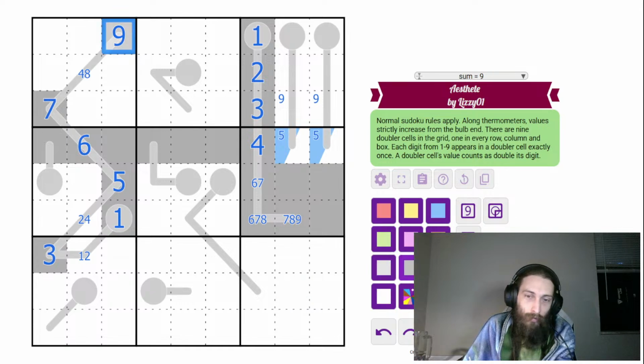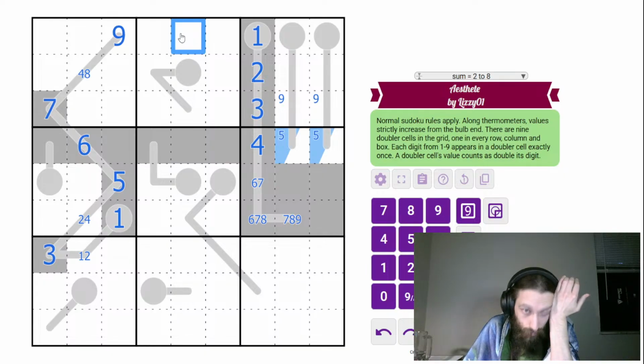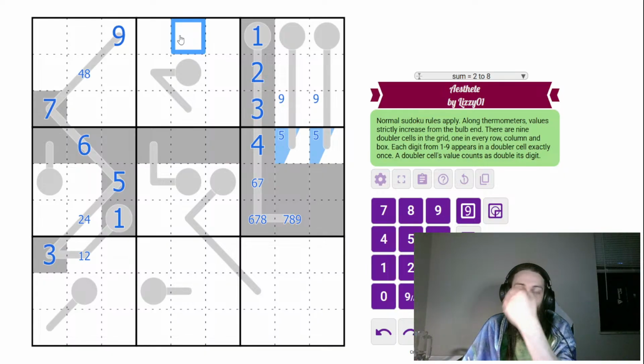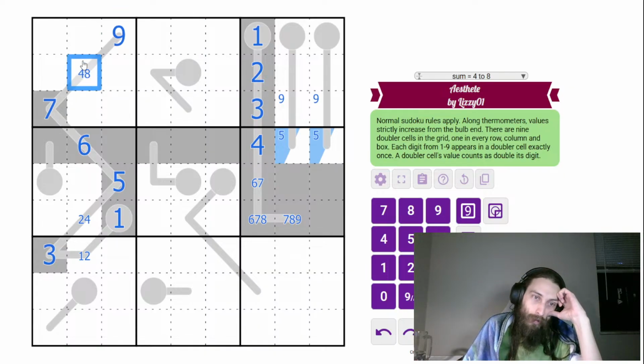Although I guess technically this 9 could be doubled. Yeah, we could double anything up there. But even if this was a doubled 9, then the most that could be is 8. Right. I think. Well, yeah, the most that could be is 8. Yeah. The most that could be is 7.